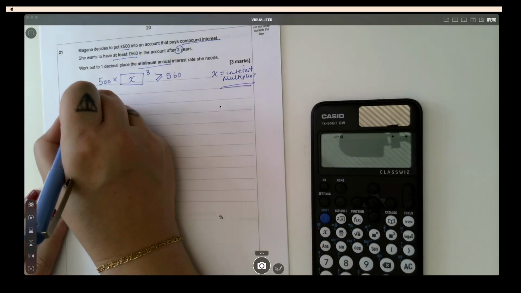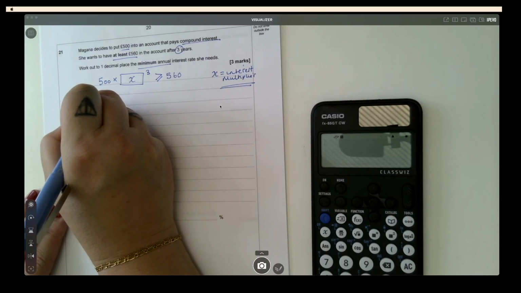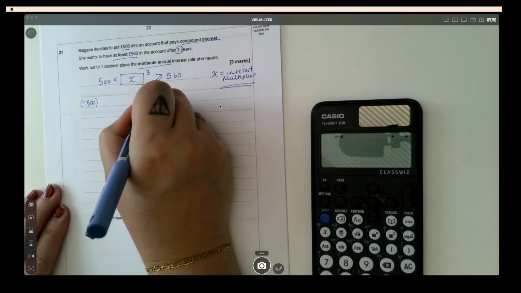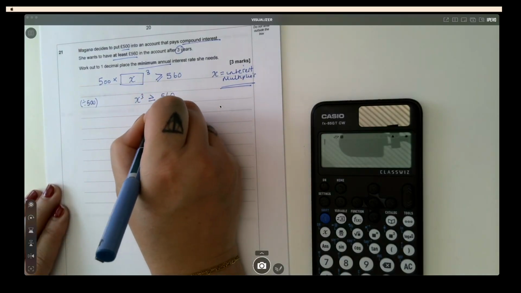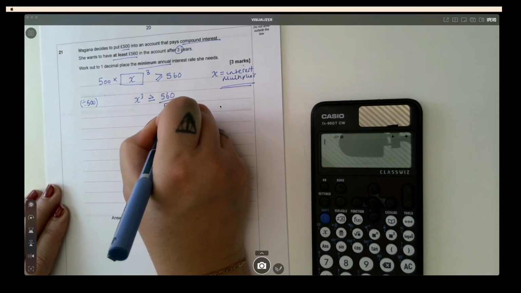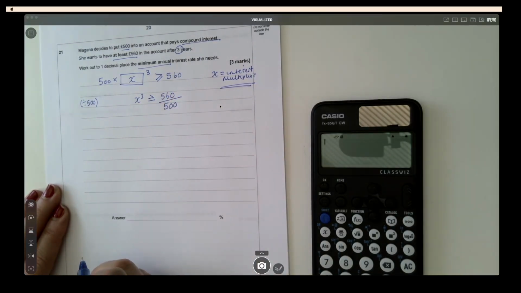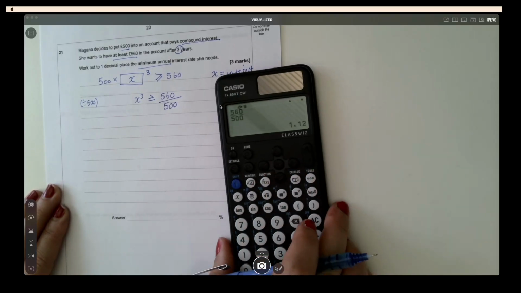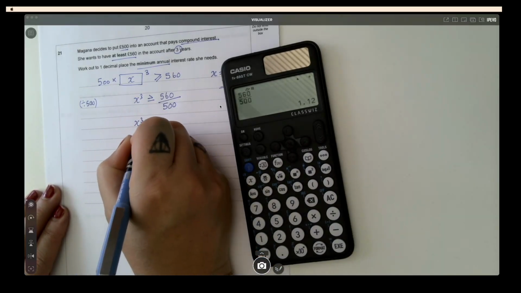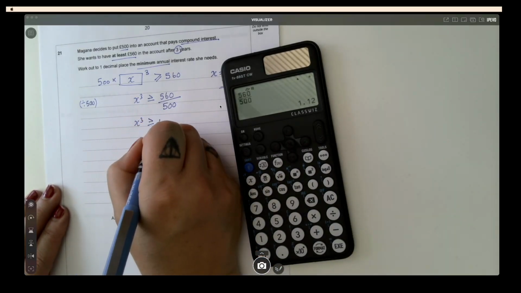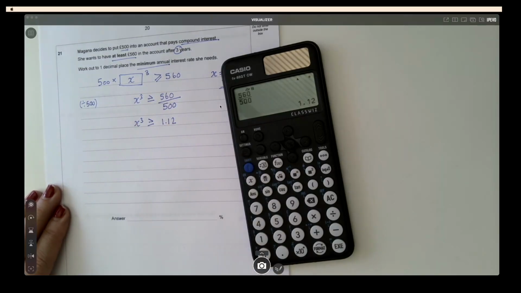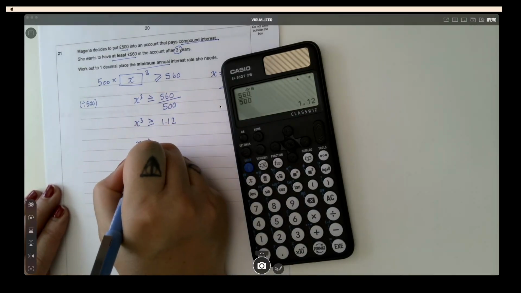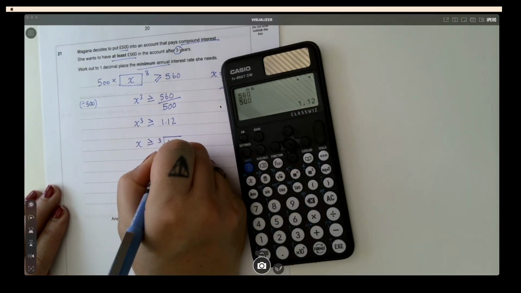So let's divide both sides by 500. So x cubed is greater than or equal to 560 over 500. So let's work out what that is. 560 over 500. So x cubed is greater than or equal to 1.12. So let's figure out what x should be. So it's greater than or equal to the cube root of 1.12.